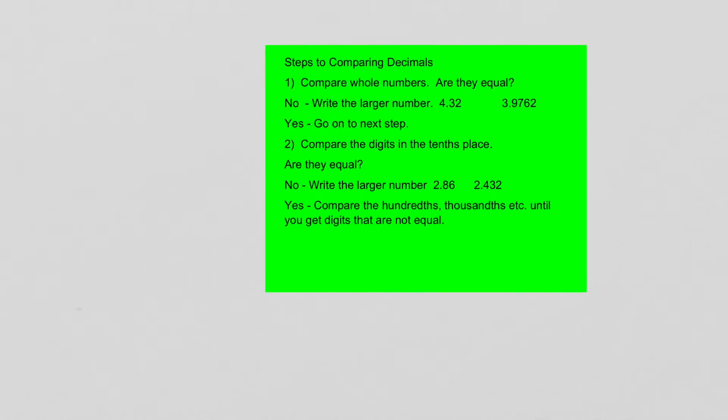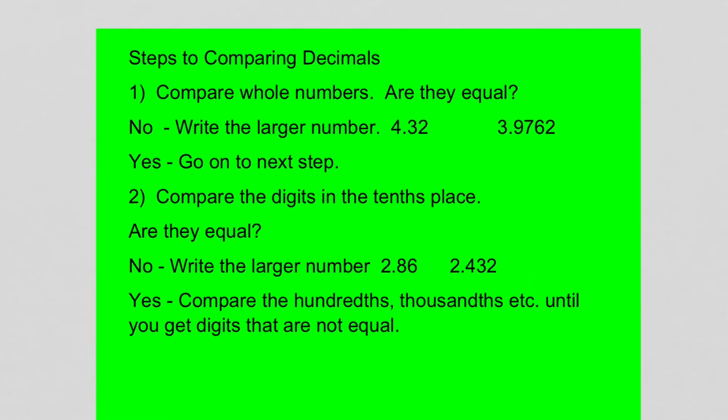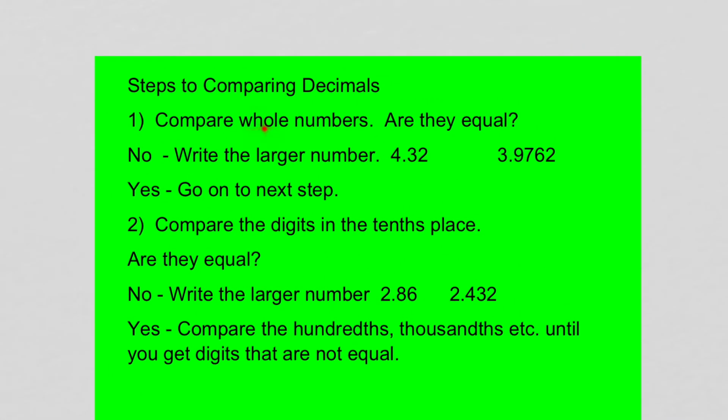We talked about a way you can compare numbers. You have to start with place values. You have to start with the largest place value. So for example, you'll start by comparing the whole numbers. And in this particular example, the whole number 4 is greater than the whole number 3. So that's it. You're done. The first number is greater than the second number.